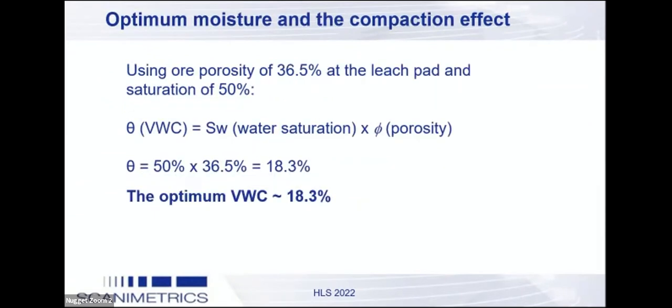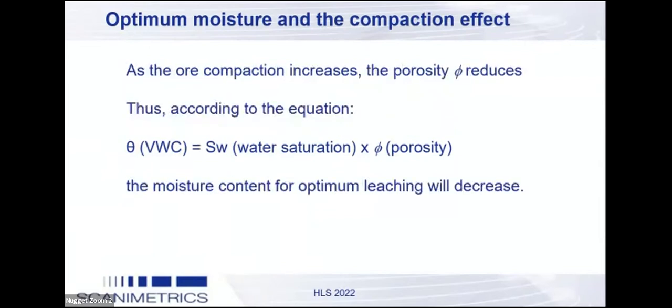So using your ore porosity calculations, that works out to about an 18.3% volumetric water content level of the ore. Using these numbers, we also established that as your compaction increases, it also affects the optimum volumetric water content for your optimum leach. So as the compaction increases, your optimum leaching moisture content actually goes down.